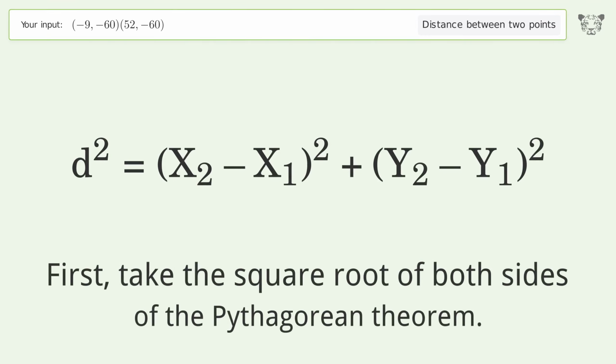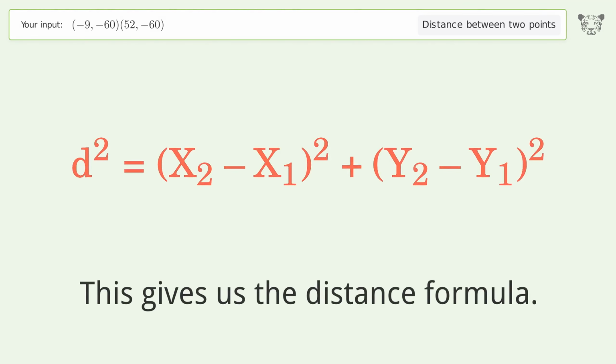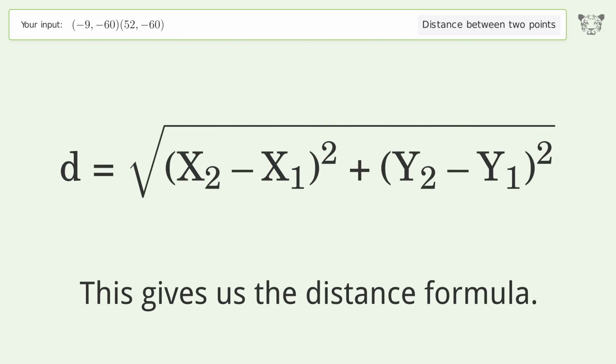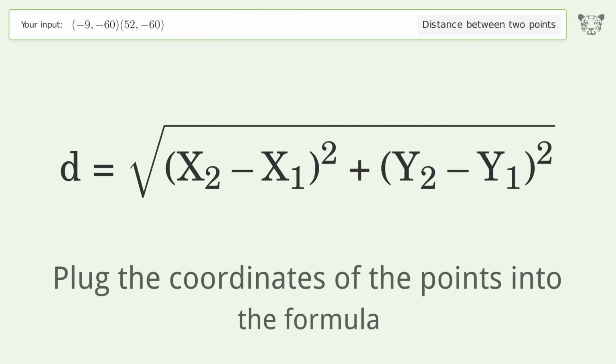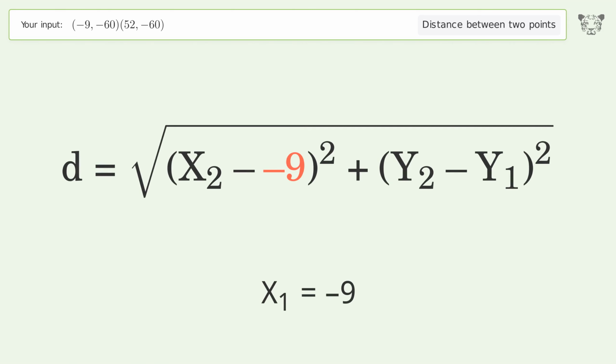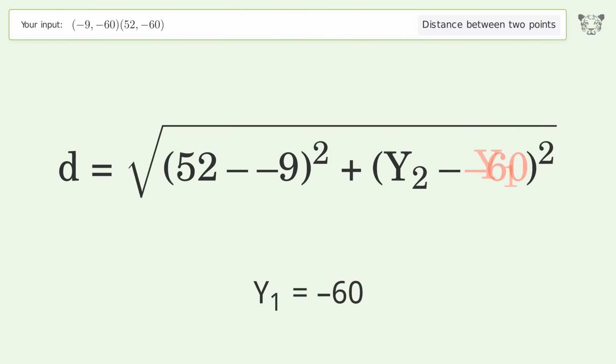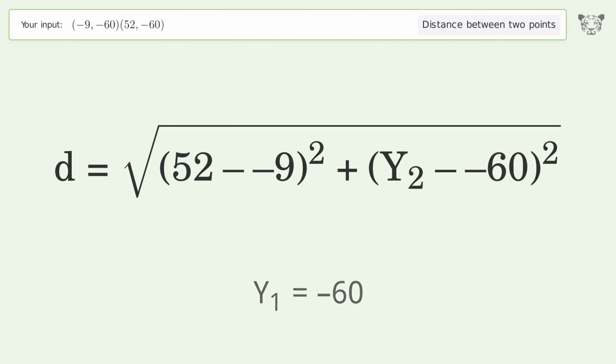First, take the square root of both sides of the Pythagorean theorem. This gives us the distance formula. Plug the coordinates of the points into the formula. x1 equals -9. x2 equals 52. y1 equals -60. y2 equals -60.